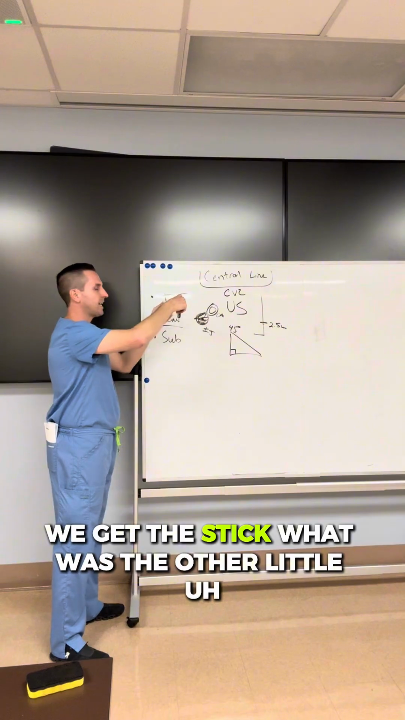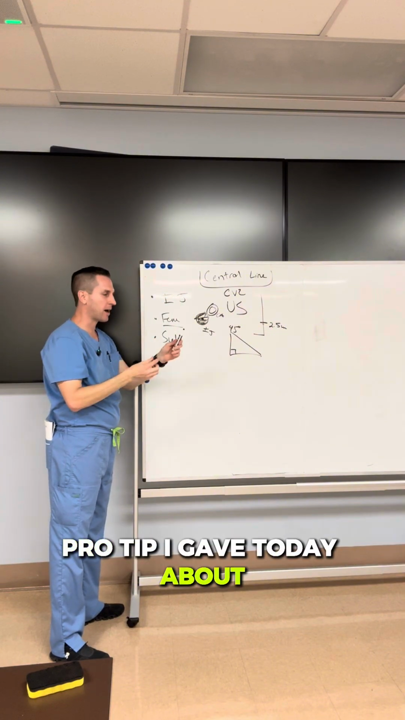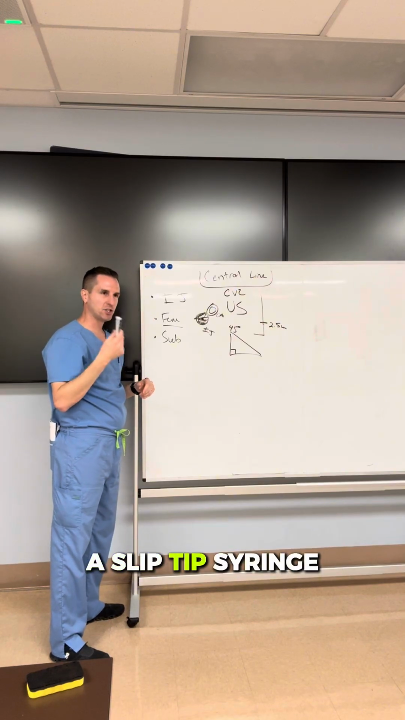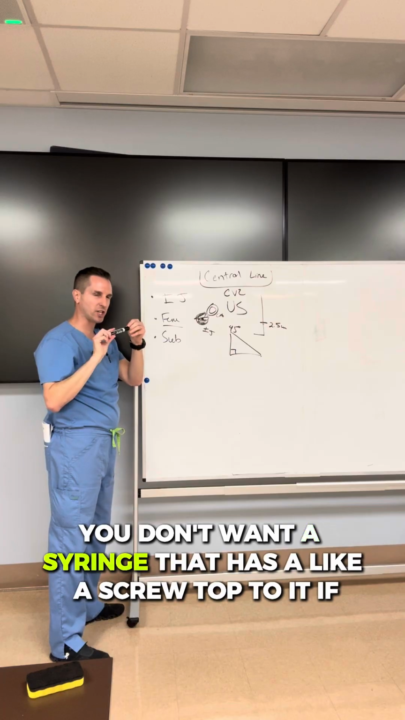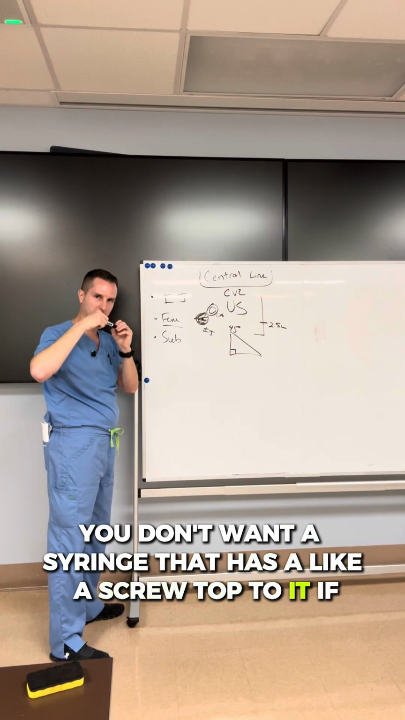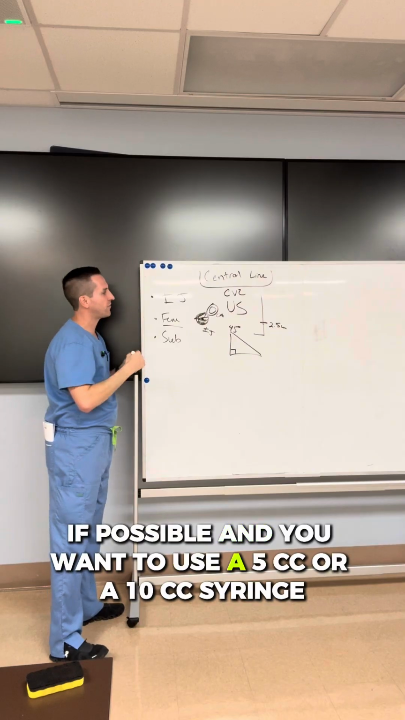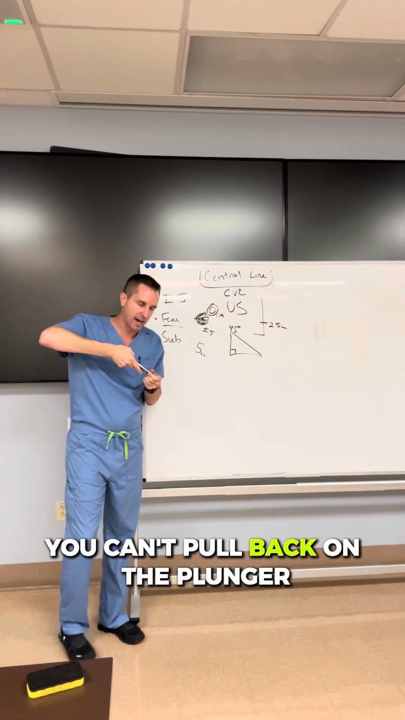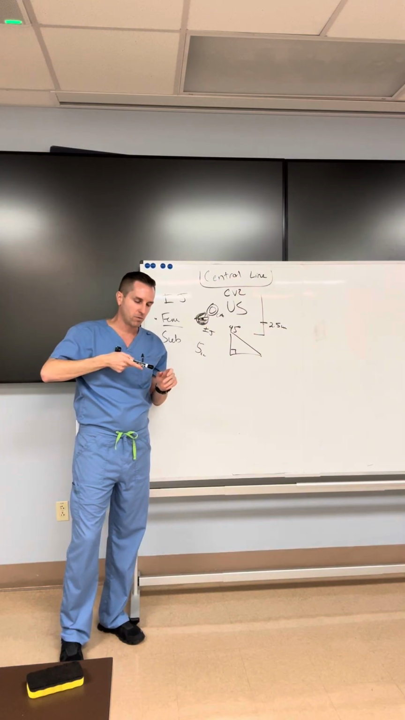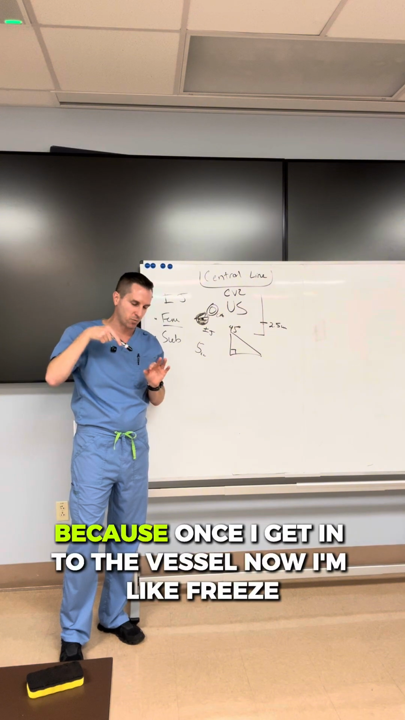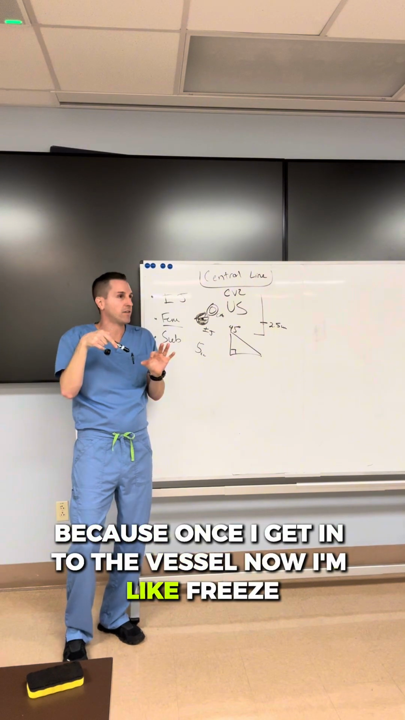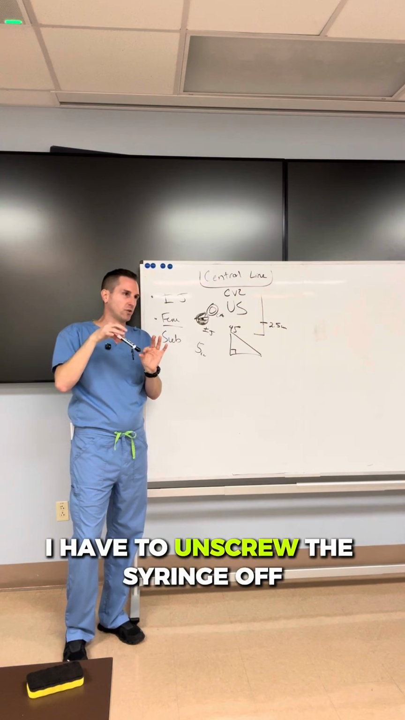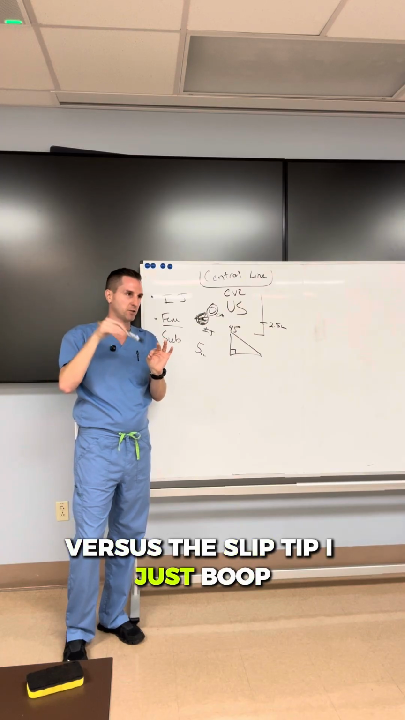So, all right, we get the stick. What was the other little pro tip I gave today about the needle, what type of syringe? Yeah, you want to use a slip tip syringe. You don't want a syringe that has a screw top to it, if possible. And you want to use a 5 cc or a 10 cc syringe. You can't use a massive syringe because you can't pull back on the plunger. The slip tip is because once I get into the vessel, everything freezes. If I don't have the slip tip, I have to unscrew the syringe off, versus the slip tip, I just pop it right off.